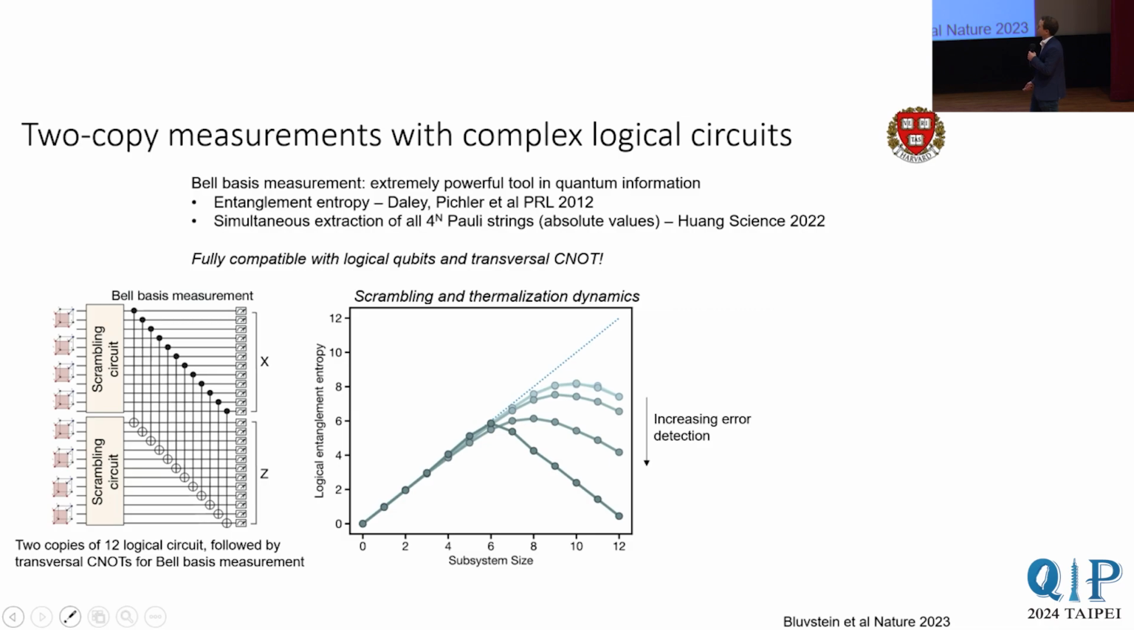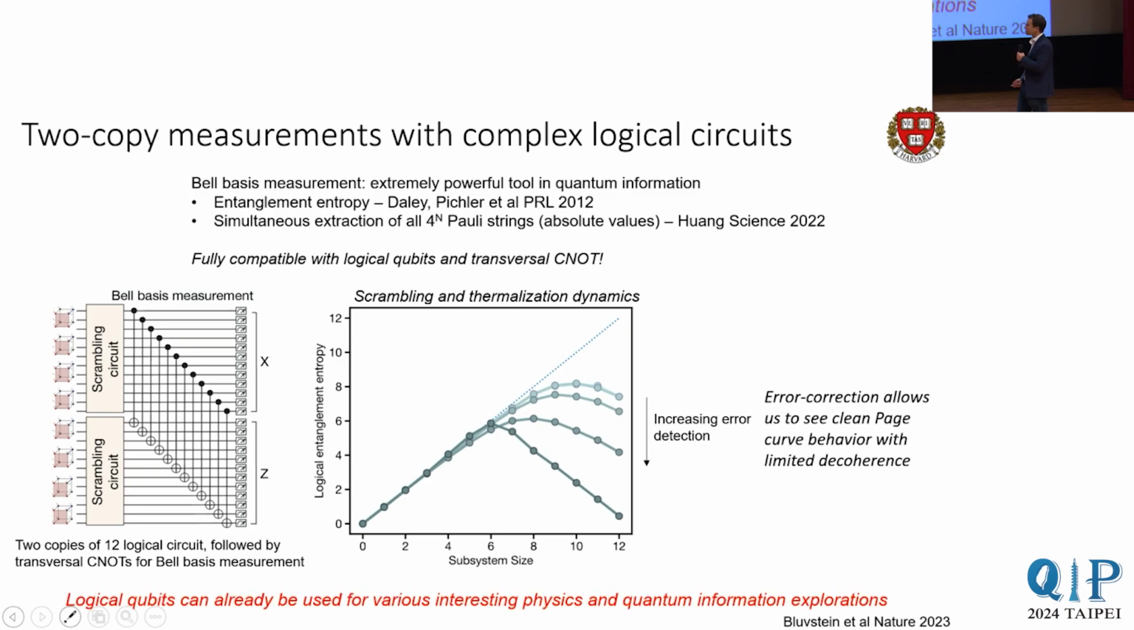And here we're doing these scrambling circuits. These hypercubes turn out to be fast scramblers, so there's some interesting physics there. And we see this characteristic Page curve, where especially when we apply our full error detection, the entanglement goes up, and then once it gets to half the system for this scrambled state, it starts to go down. It's this characteristic Page curve triangle. And this is quite a bit cleaner Page curve and entanglement dynamics than we've been able to see before with physical qubits. It shows us that we can already in these early generation devices start to use logical qubits for interesting physics and quantum information applications.